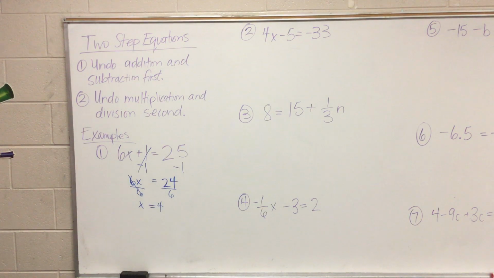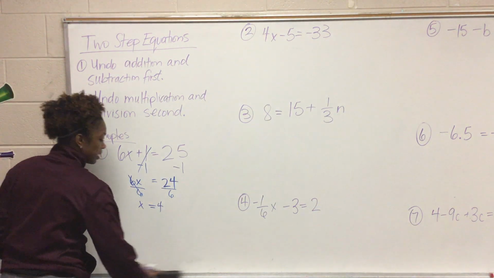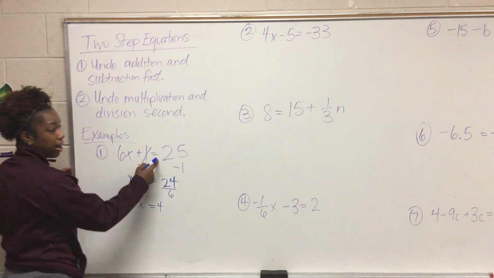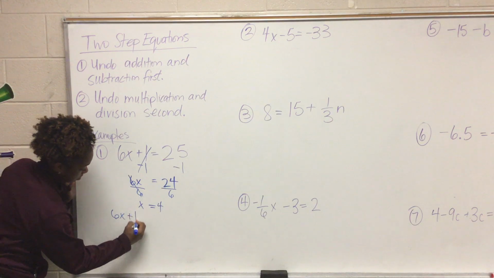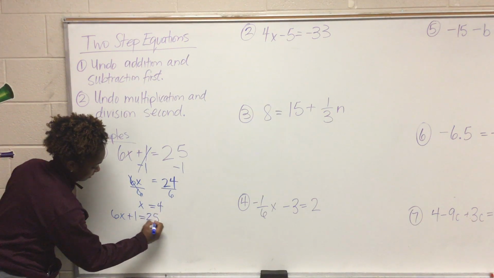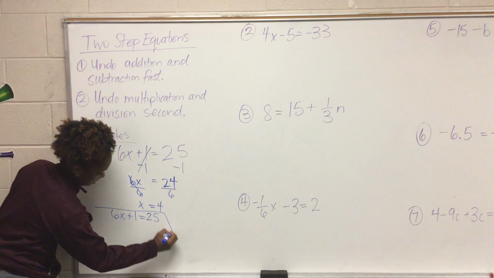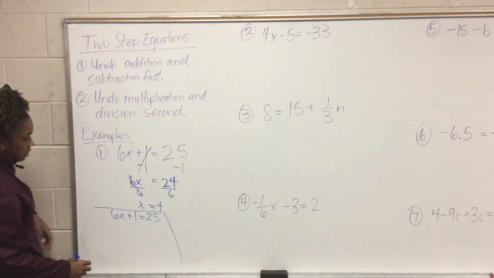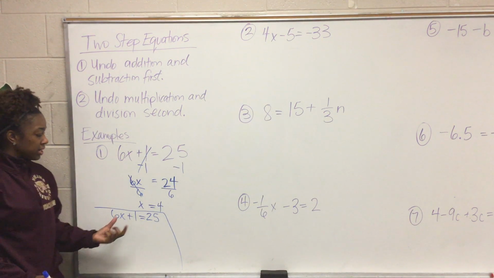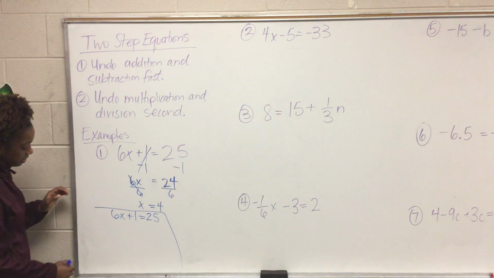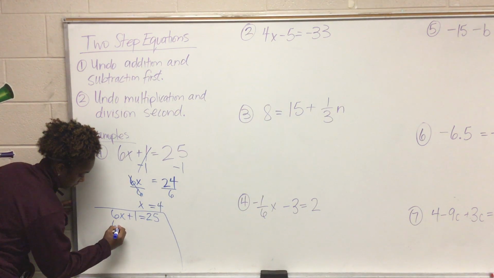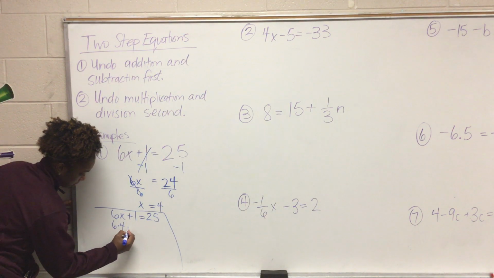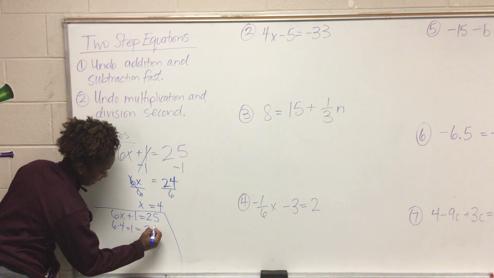As always, we want to check to make sure our answer is correct. So the first step is to rewrite the problem: 6x plus 1 equals 25. Then we want to sub in our answer for x. This is 6 times x, so we get 6 times 4 plus 1 equals 25.